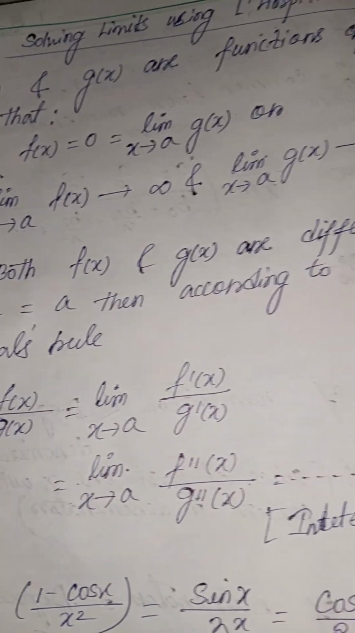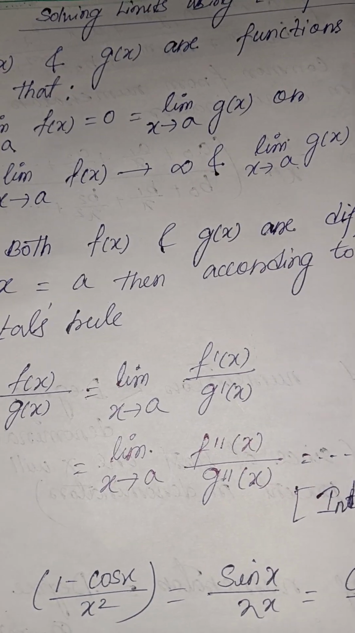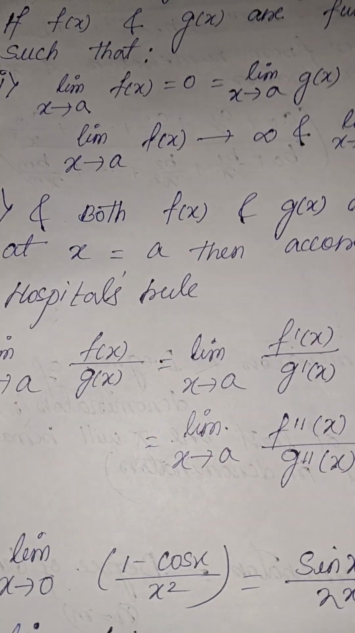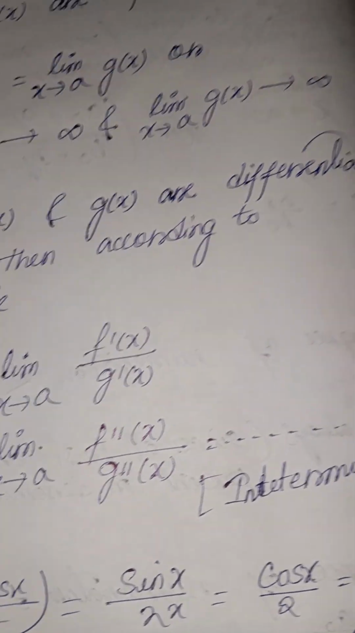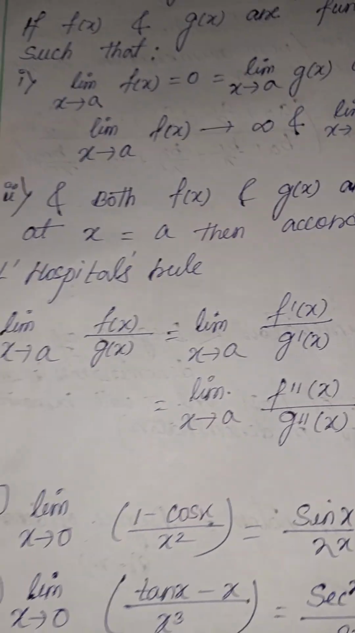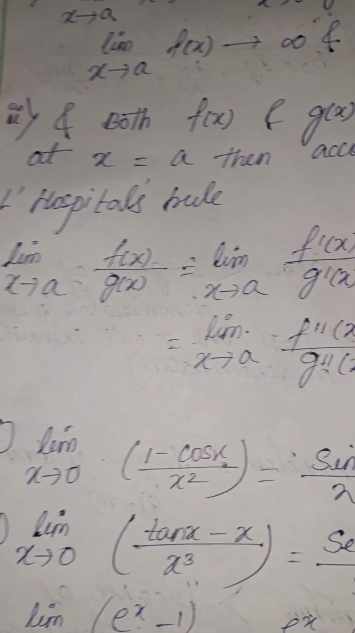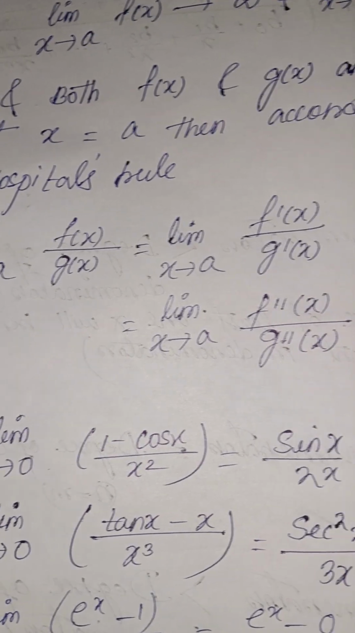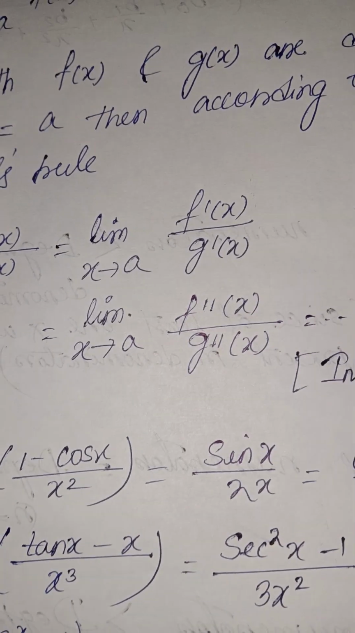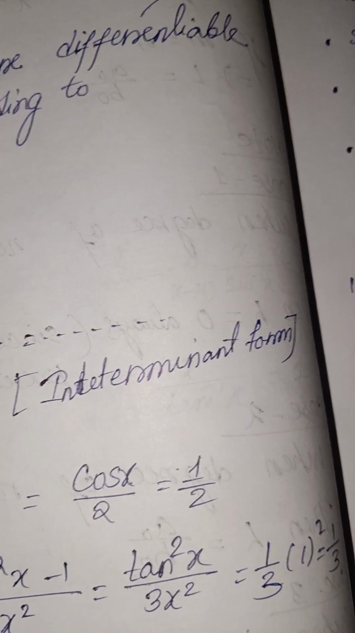If f(x) and g(x) are functions of x such that limit x tends to a f(x) is equal to 0 is equal to limit x tends to a g(x), or limit x tends to a f(x) tends to infinity and limit x tends to a g(x) tends to infinity. Number 2, that is both f(x) and g(x) are differentiable at x is equal to a, then according to L'Hospital's rule, limit x tends to a f(x) by g(x) is equal to limit x tends to a f dash x by g dash x is equal to limit x tends to a f double dash x by g double dash x dot dot dot, until the indeterminate form is removed.